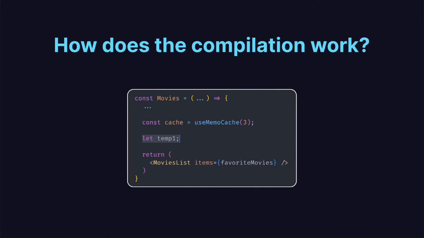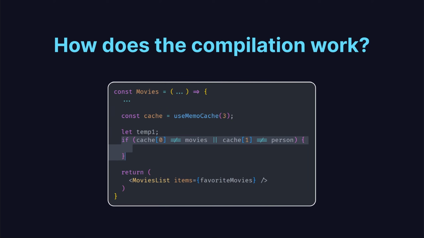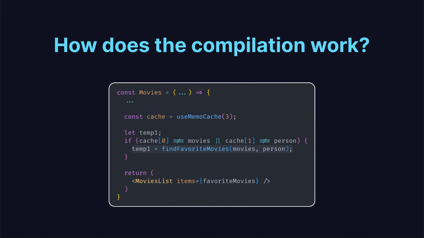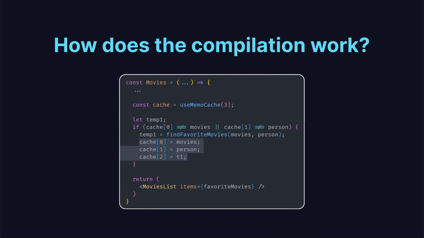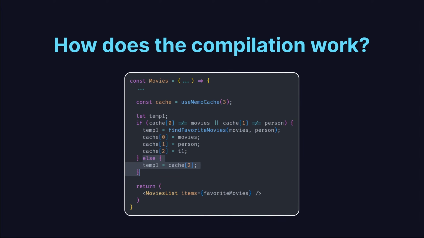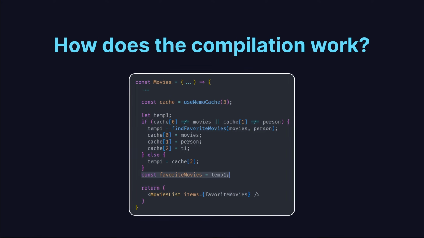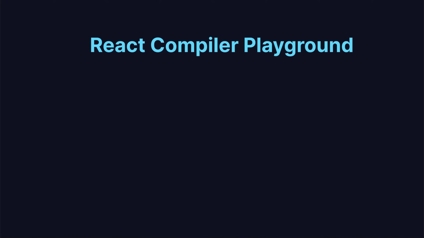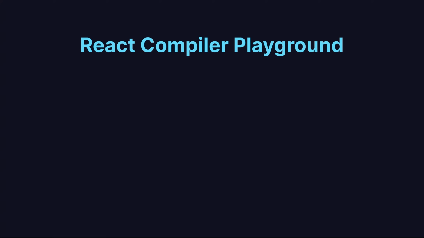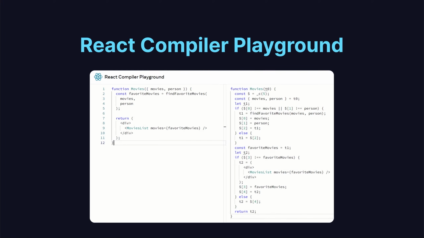It will then create a temporary variable and check if either movies or person have changed. If so, it will recalculate favorite movies, store them in the temporary variable and cache everything. The compiler doesn't need to check favorite movies because it understands it is a computed value. If neither movies or person changed, the cached favorite movies can be reused. After all that, it will assign favorite movies to the temporary variable. The React team has also published the React compiler playground, where you can see this for yourself.